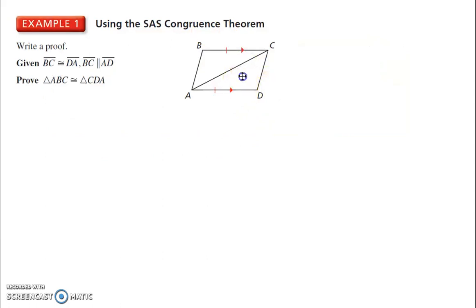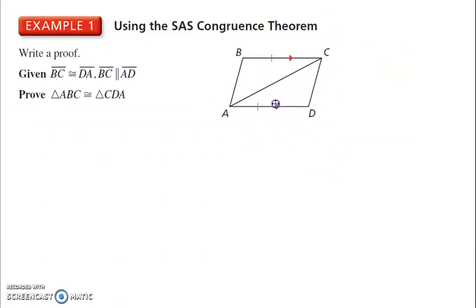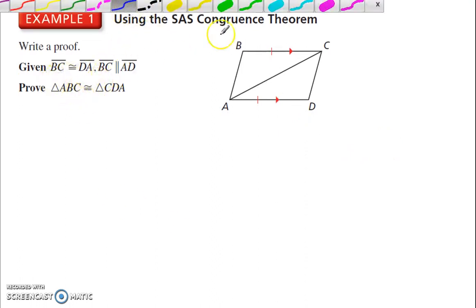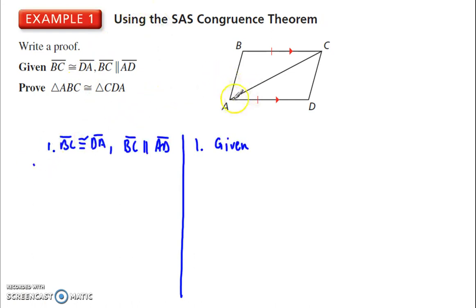Alright, using this, we can write a proof here. What are we given? We're given that BC is congruent to DA, and we know that BC is parallel to DA. So we know the length of this side. We know that these two lines are parallel. Now, we'll write down what we're given. Then we want to prove that this triangle ABC is congruent to CDA. And we could use the side angle side.